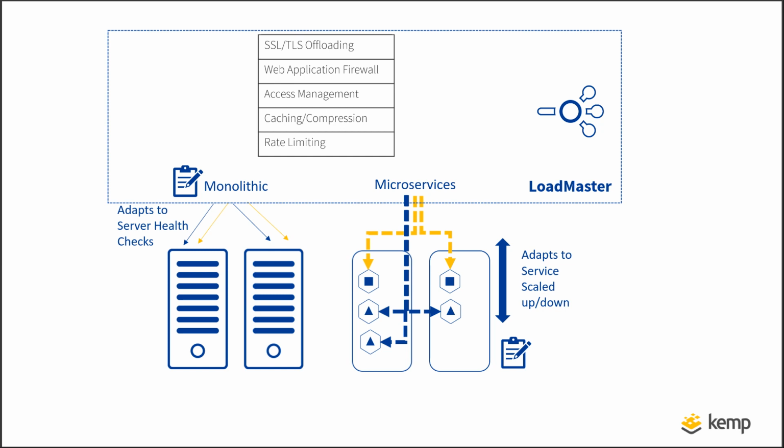So in a lot of cases, when you're designing applications, it makes a lot of sense to let your applications and your servers perform their functionality, and let other devices perform other functionalities. So that could be TLS SSL offloading. It could be your WAF, your web application firewall. It could be anything to do with access management to your application, caching and compression, rate limiting.